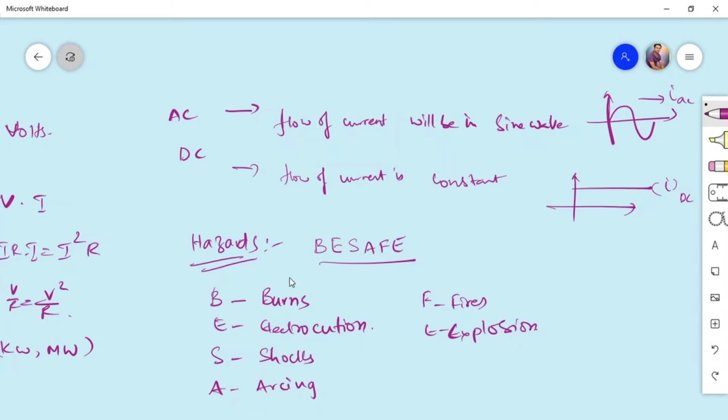Next is shocks. What is a shock? We feel it. A shock is current passing from one part of the body to another part, and we have an effect. In electrocution we do not have an effect; in shock we will have an effect. If the current or voltage is more, the person will get burned. Apart from the burn, we have two side effects. One is shivering. The body will shiver.